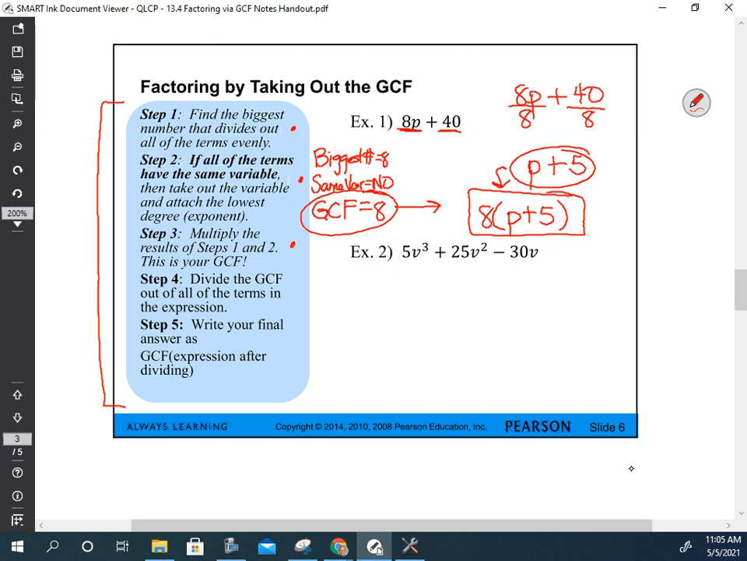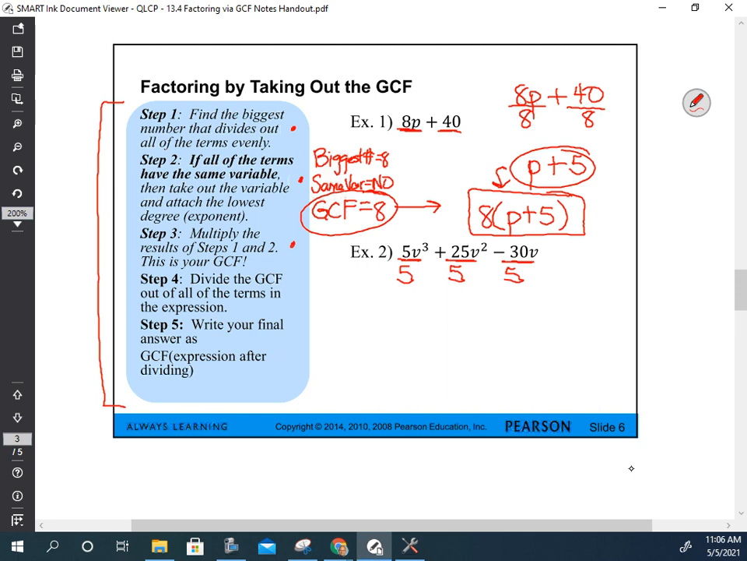And let's keep going. So example 2, we got 5v to the third plus 25v squared minus 30v. Same rules apply. You have a 5, a 25, and a 30. So what can I divide out? Take out a 5.